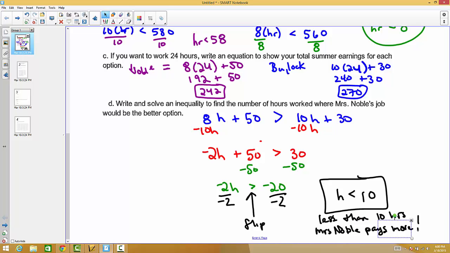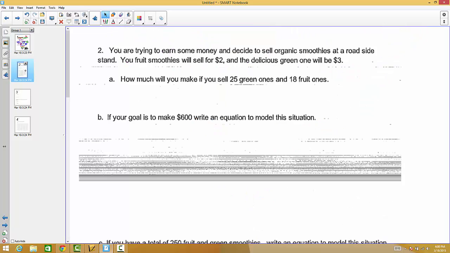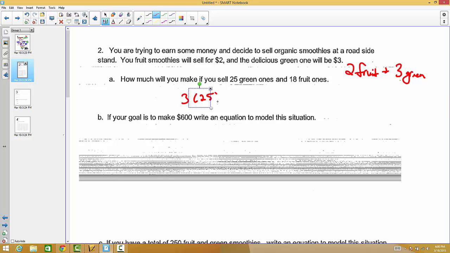All right. On to number 2. You're trying to earn some money and decide to sell organic smoothies at a roadside stand. It's going to be $2 for a fruit smoothie. So I'm going to write down $2 for fruit plus $3 for a green smoothie. So how much will you make if you sell 25 green ones? So that means you're doing $3 times 25 plus 18 fruit ones.